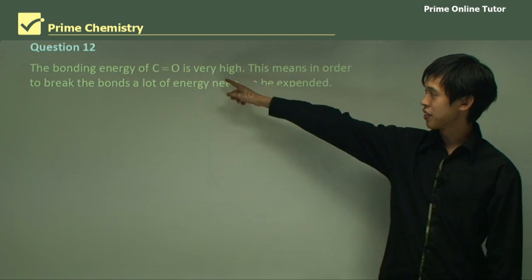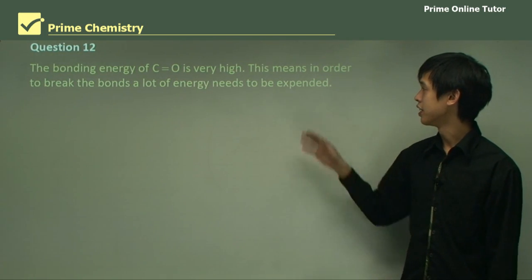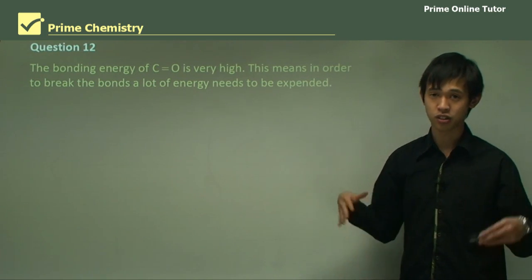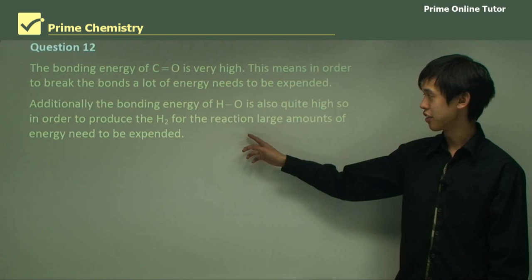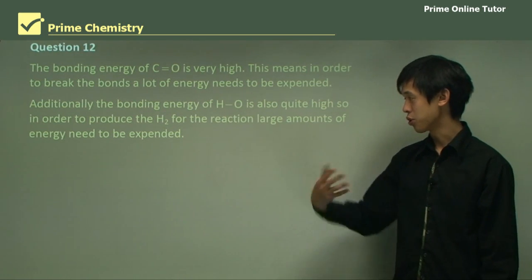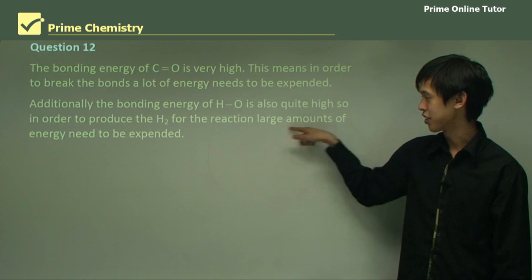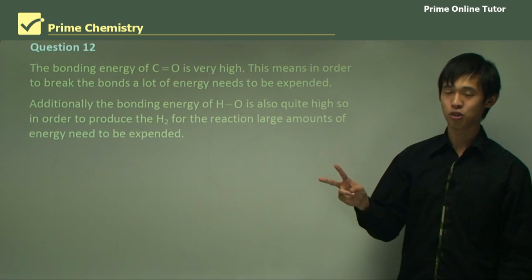So the bonding energy of this C double bond O is very high. Okay, that's the first thing. This means in order to break the bonds, a lot of energy needs to be expended. Okay, you need to use a lot of energy to break them up. And the bonding energy of H to O is also quite high. So in order to produce H2 for the reaction, large amounts of energy also are needed. Okay, so it's a two-pronged thing.